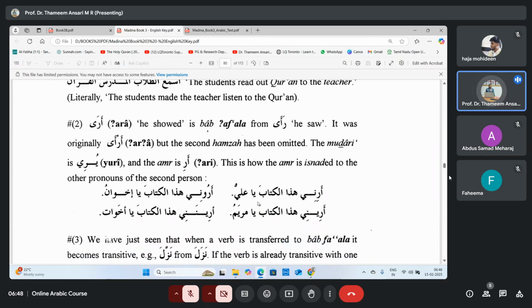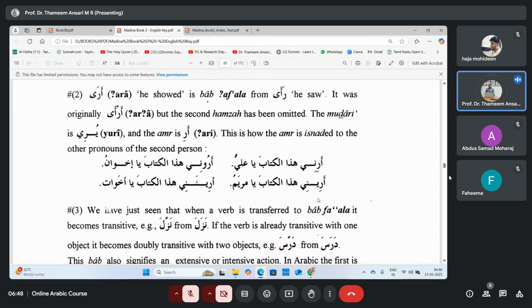Arini hadal kitaba ya Ali. Aruni hadal kitaba ya Ikhwanu. Arini hadal kitaba ya Maryamu. Arinani hadal kitaba ya Akhwatu.